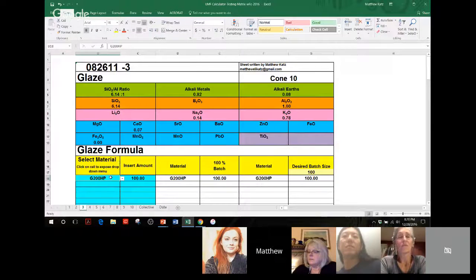There we go. So G200 HP, which is the previous American version, 0.92 to 0.08, 1.0 alumina, so literally perfect alumina, perfect fluxes, and 6.14 silica. So actually this is incredibly close to the 1 to 1 to 6.